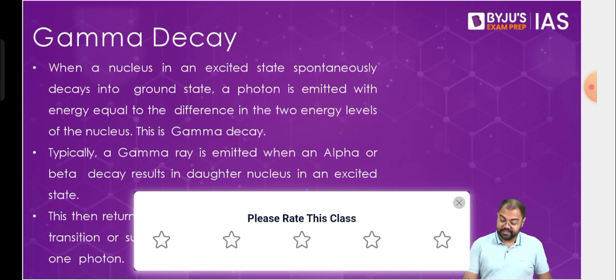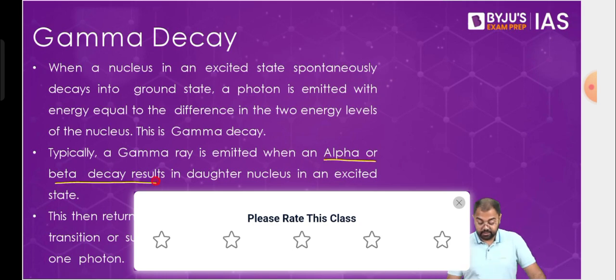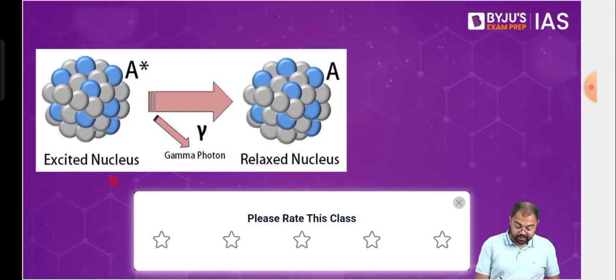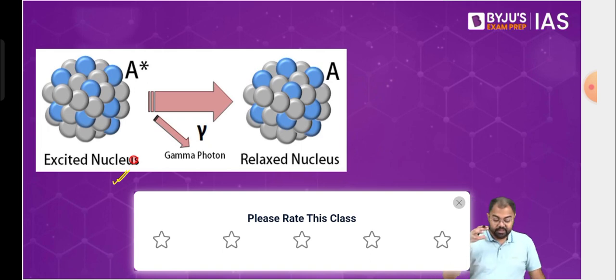Now in case of gamma decay, ultimately it is about the direct release of energy. Largely, when alpha or beta decay results in daughter nuclei in an excited state, this is where gamma decay happens. After alpha decay or beta decay has happened, the nucleus is in an excited state, meaning that it has more energy than usual. It has more energy than it should.